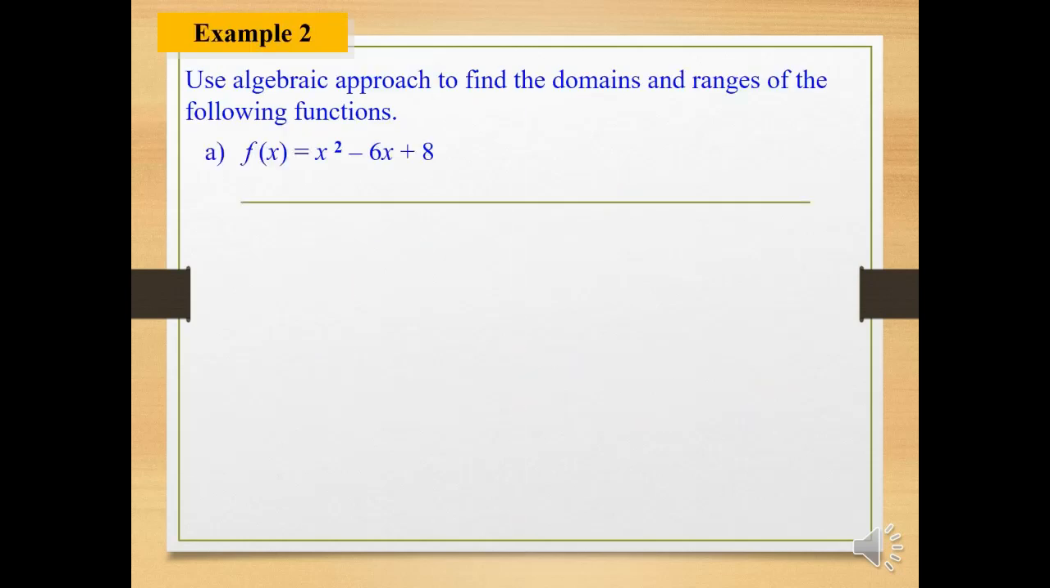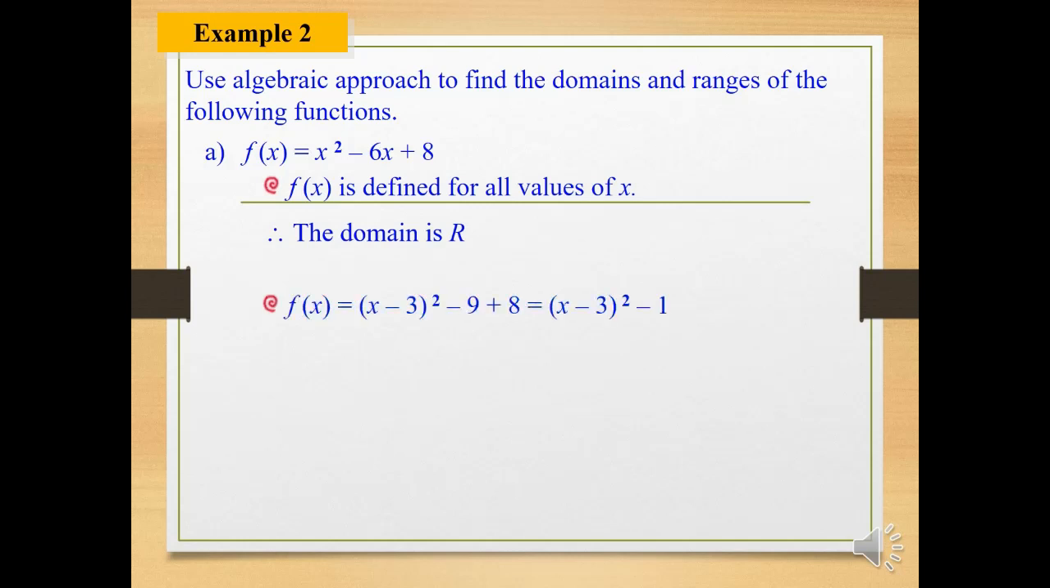Example 2. Use the algebraic approach to find the domain and range of the following functions. f(x) equals x squared minus 6x plus 8. f(x) is defined for all values of x. Therefore, the domain is real numbers. f(x) equals (x minus 3) squared minus 9 plus 8 by completing the square. Therefore, the range is from -1 to positive infinity.